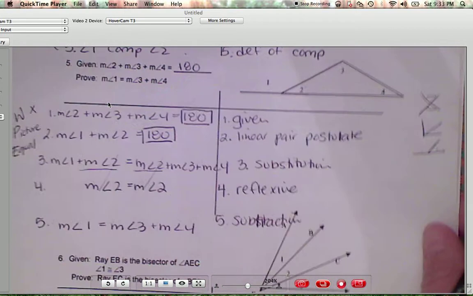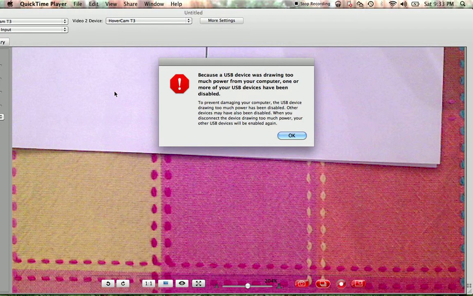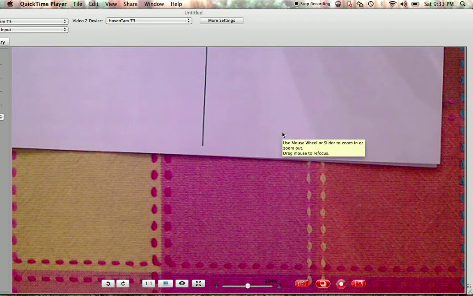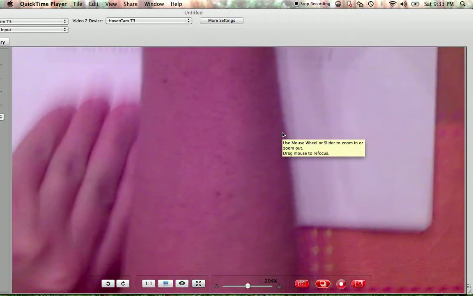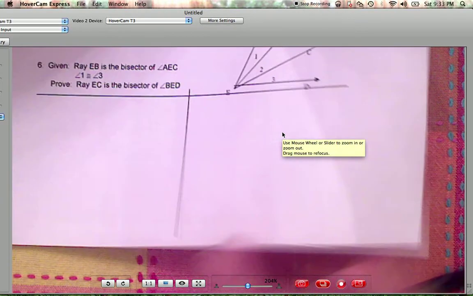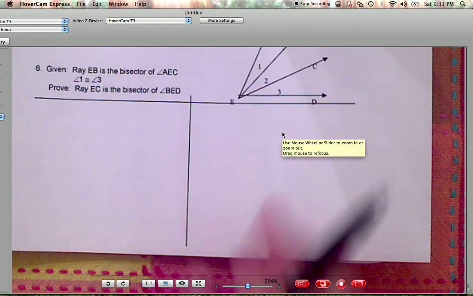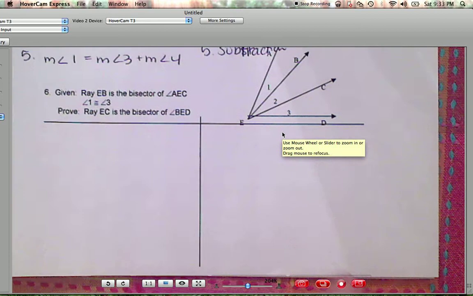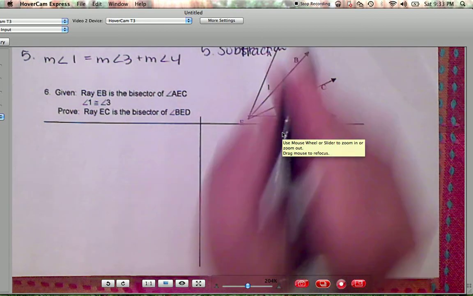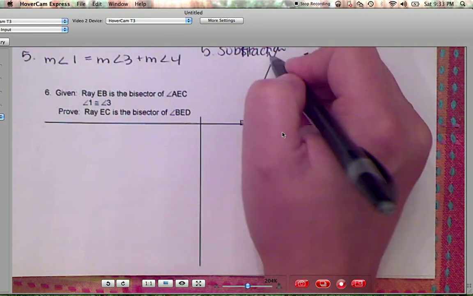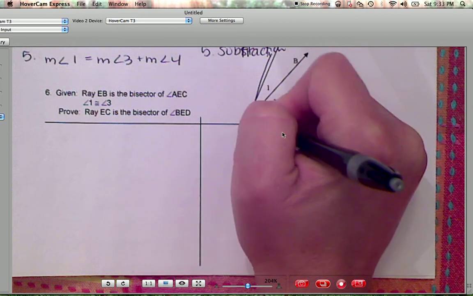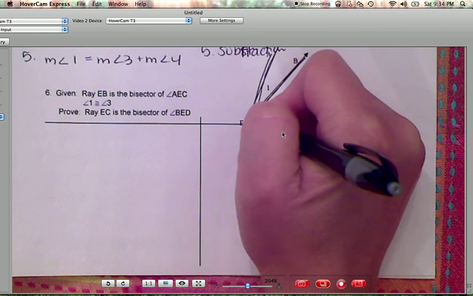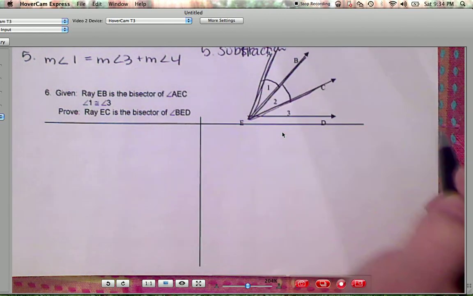The last one says ray EB. Ray EB is the bisector of angle AEC. So here's AEC. Be better if you had a marker for this, but here's AEC, and EB is the bisector. And if EB is the bisector, that means angle 1 must be equal to angle 2.